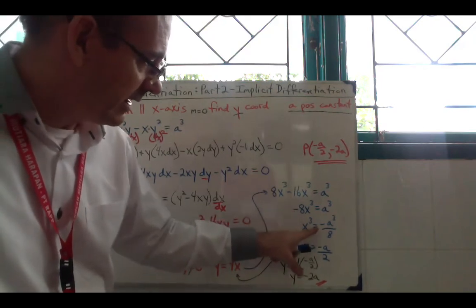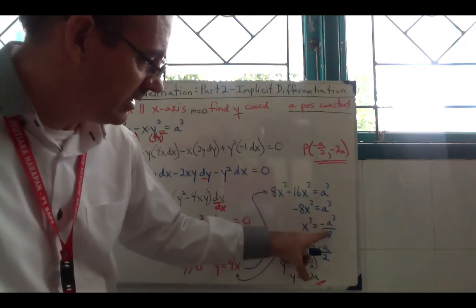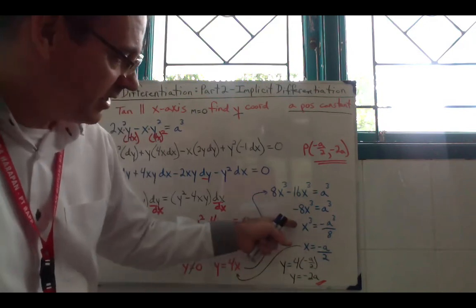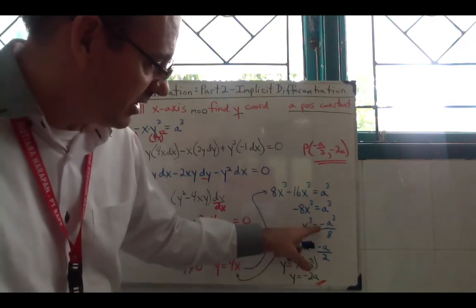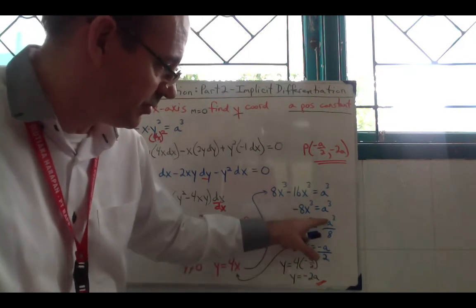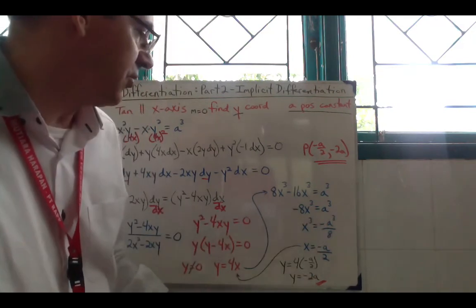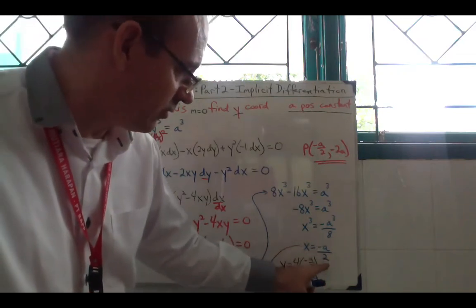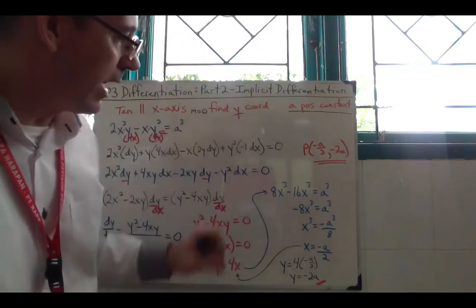Divide by negative 8. So we have x cubed equals a negative a cubed over 8. Cube root. Remember, cube root of a negative is still negative. Cube root of 8 is 2, and cube root of a cubed is a. So our x value is a negative a over 2, but it wants the y value.